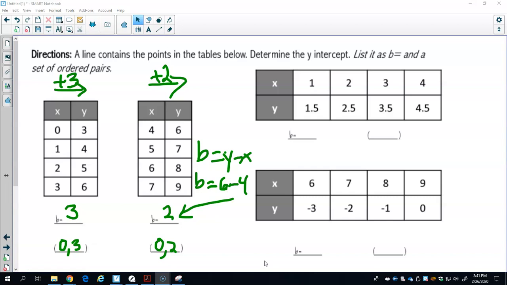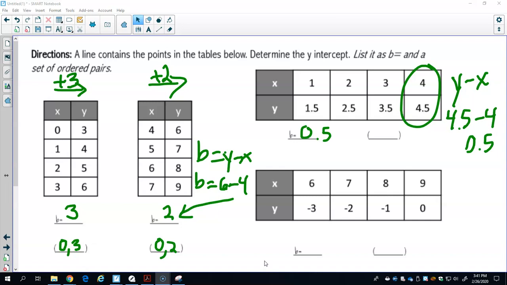So if I'm going to take y minus x here, I'm going to take the table. I can just take any of the values. I'm going to take 4.5 and subtract 4. And so my y-intercept is going to be 0.5. So I'm going to put that here, 0.5. And then my coordinates are (0, 0.5).